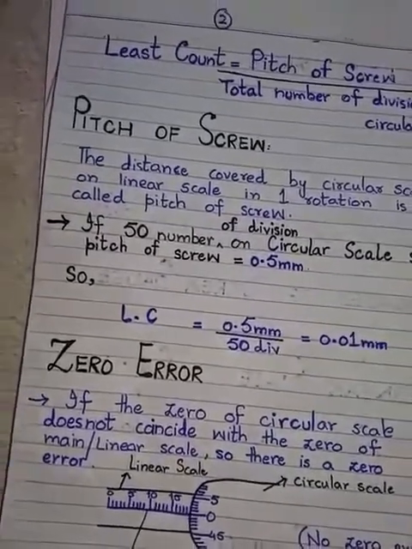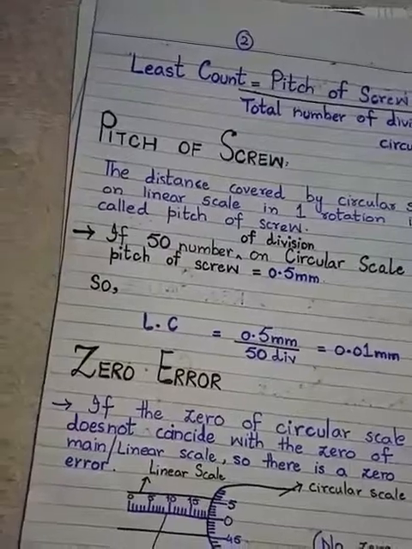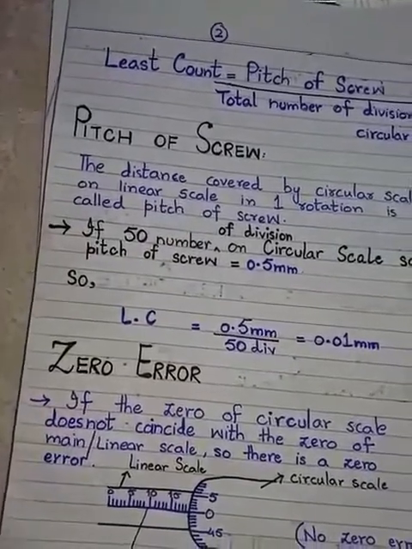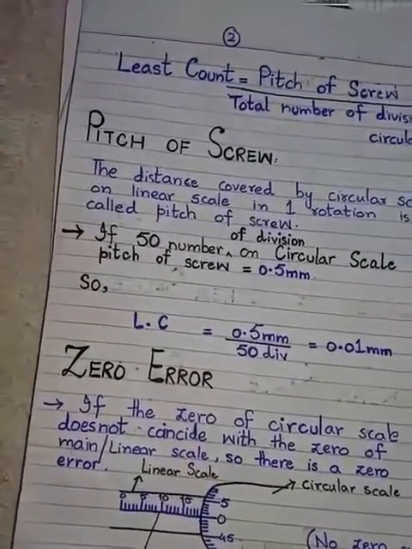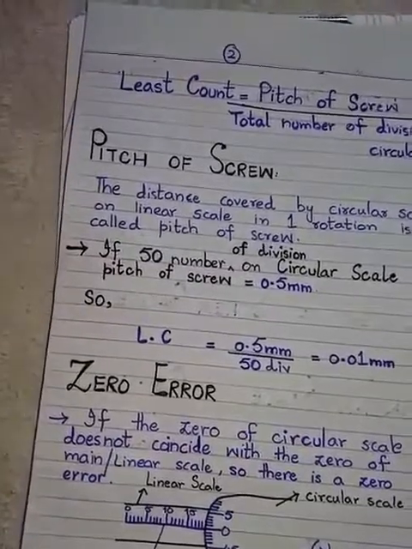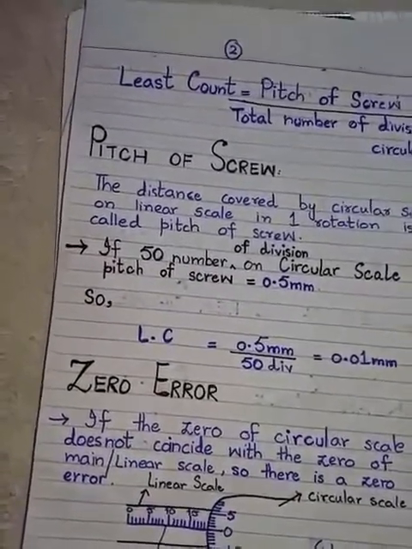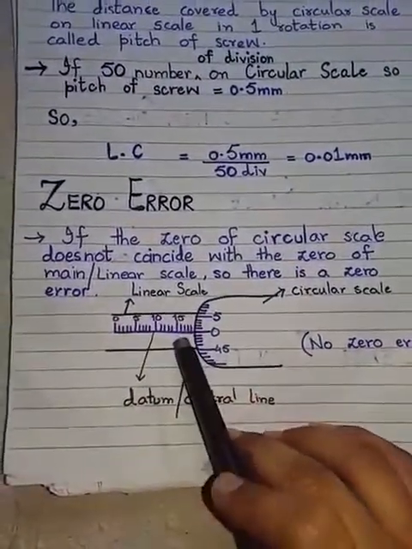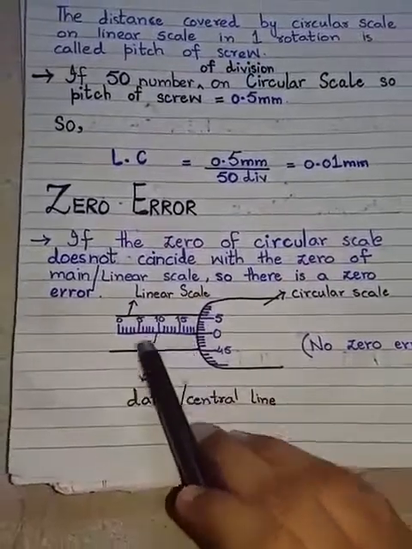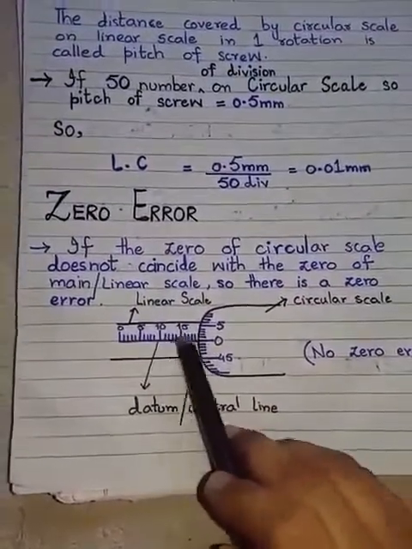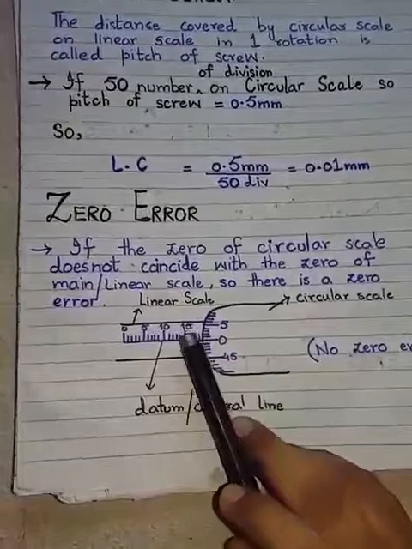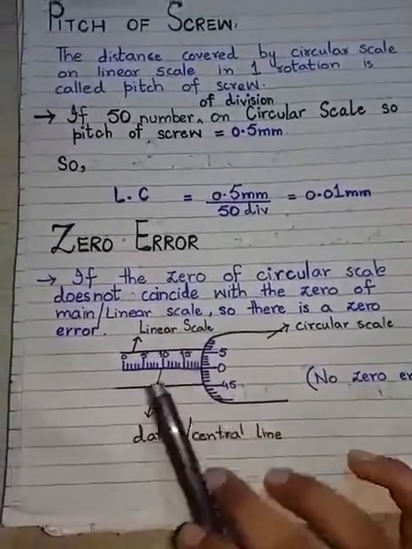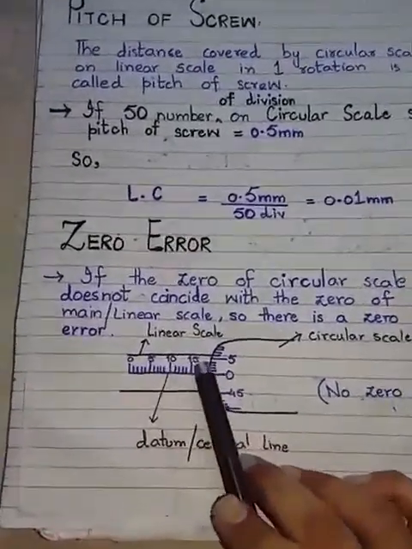And if the zero of the circular scale coincides with the datum line of the main scale, it means there is no zero error. As you can see in this figure, girls, this is the linear scale, which is also known as the main scale, and this is the datum line which is given on the linear scale.